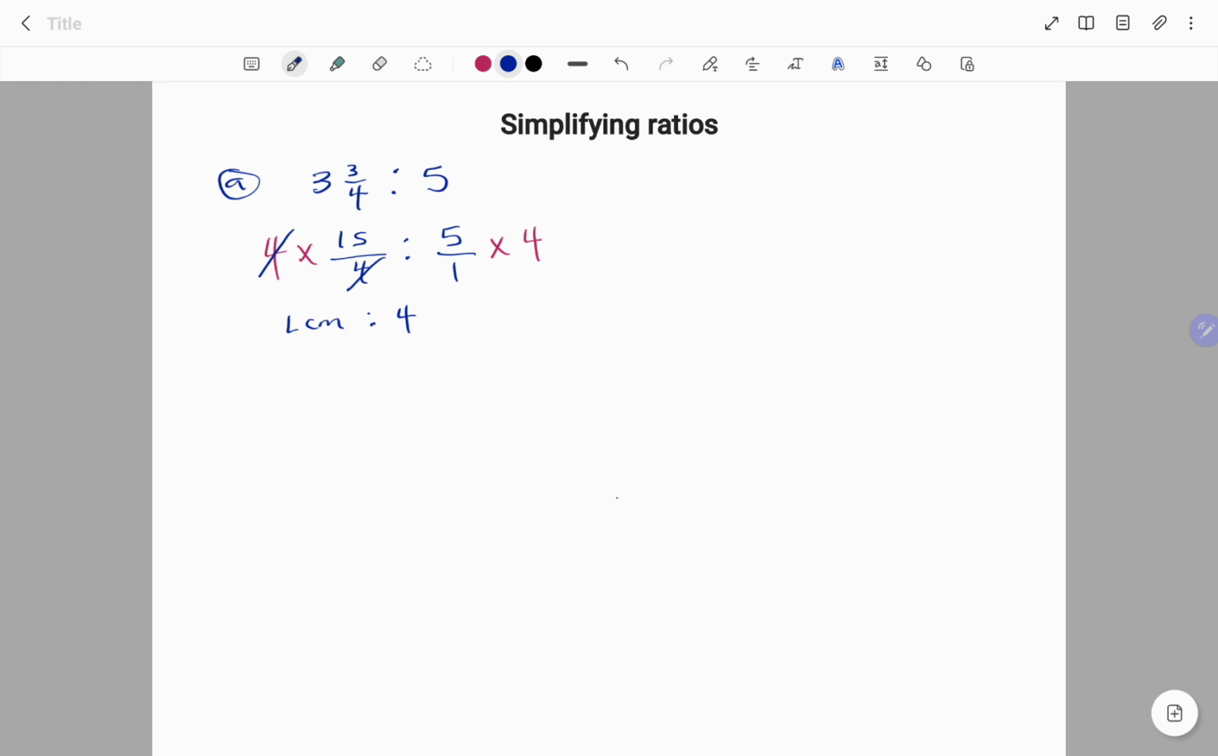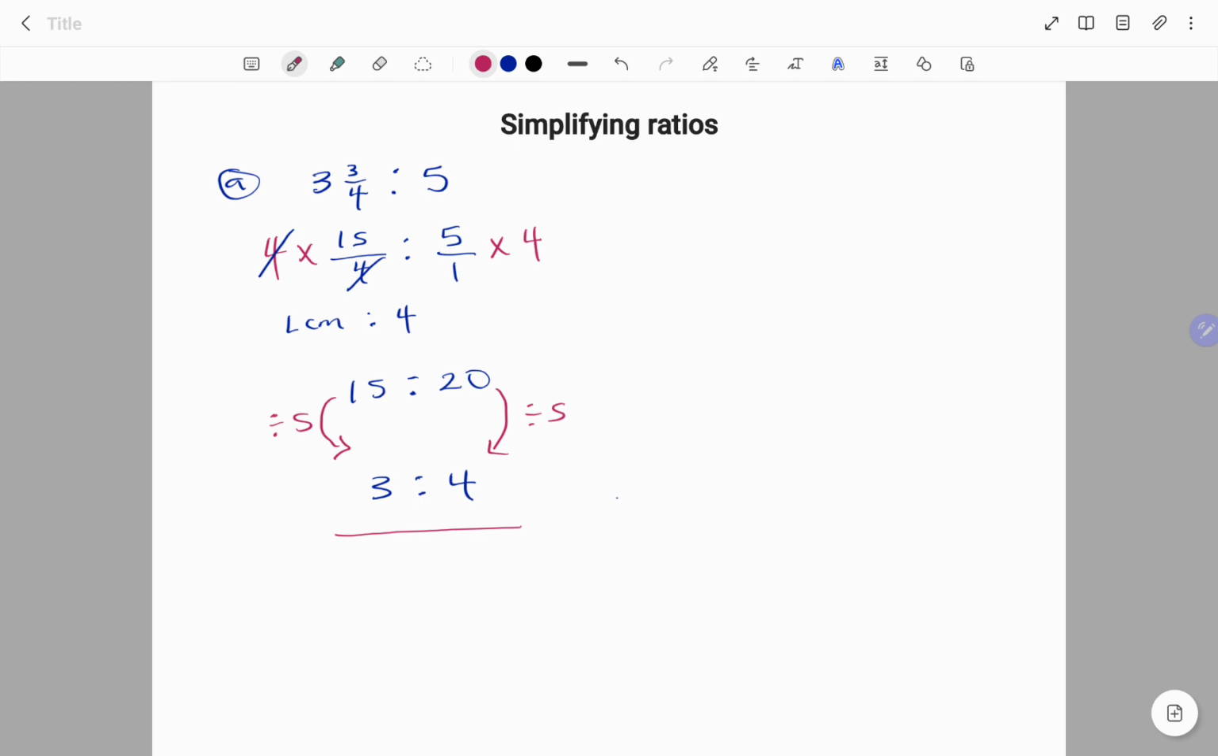We are left with 15 is to 20, since 5 times 4 is 20. This ratio is still not in its lowest form, so we are going to be dividing by the highest common factor. The highest common factor for 15 and 20 is 5, so we are going to be dividing both values by 5. 15 divided by 5 is 3, and 20 divided by 5 is 4. That is the simplest form of the ratio 3 3/4 to 5.